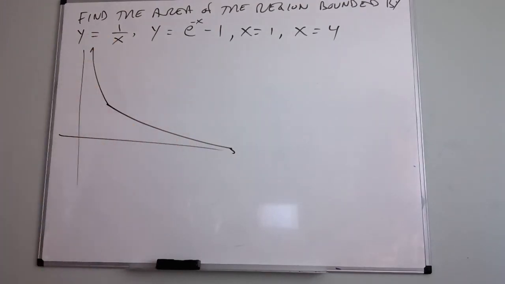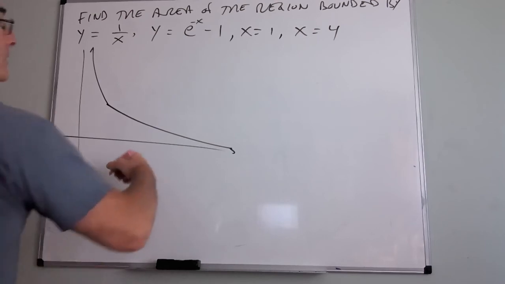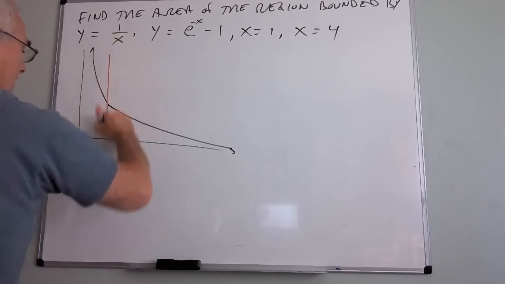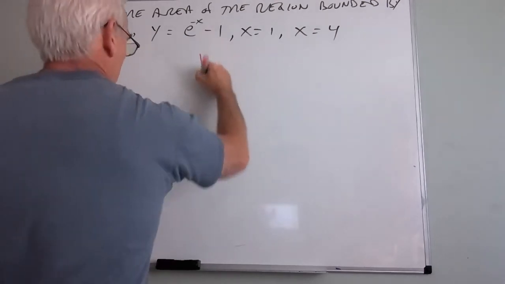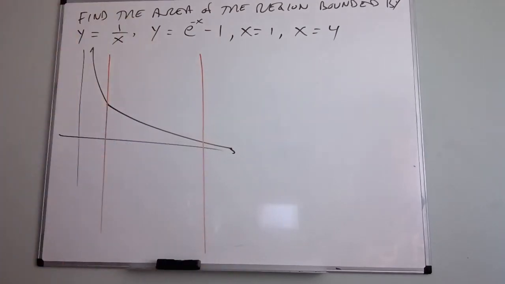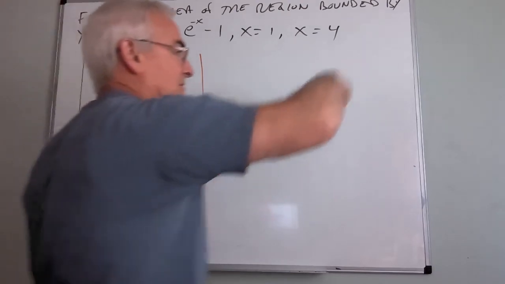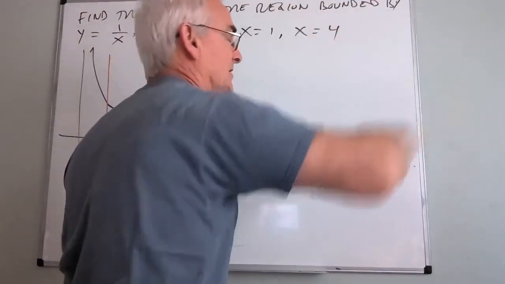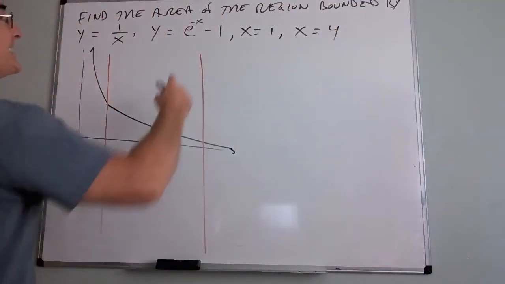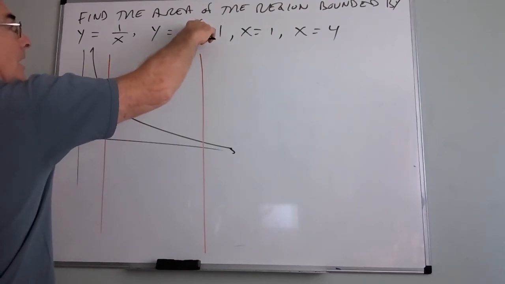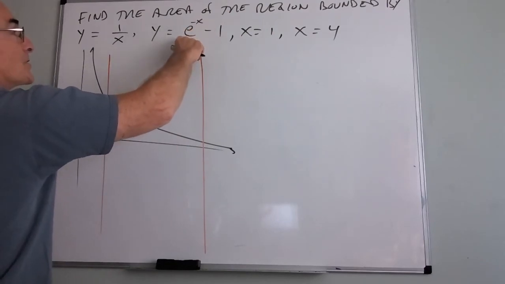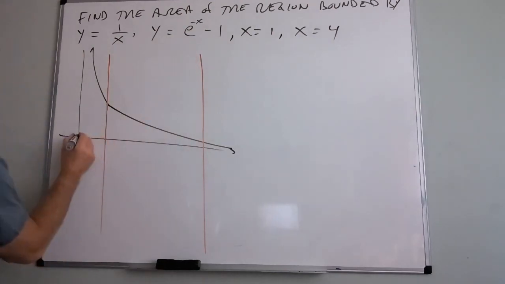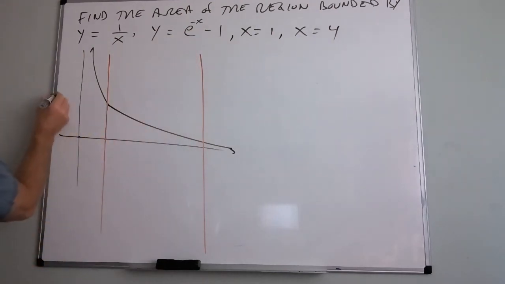Okay, there's my y equal 1 over x. And then the last one is e to the negative x. Now, I know that e to the x goes this way, so e to the negative x goes this way. When x is 0, I have e to the 0, which is 1, but then this is minus 1. So this actually is going to go like this.